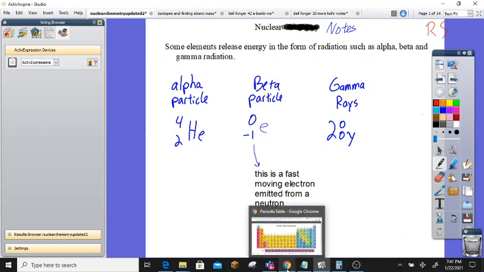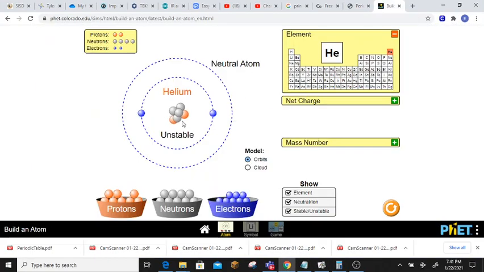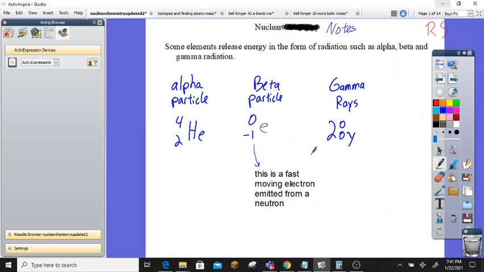So whenever you have these atoms that are unstable like this, they will eventually start losing protons, electrons, and they will eventually turn into another element. Okay, so how does that happen? Well, some elements release energy in the form of radiation, such as alpha, beta, and gamma radiation. So when these atoms are unstable like that, they're going to get rid of either 2 protons and 2 neutrons, a beta particle, or gamma rays.